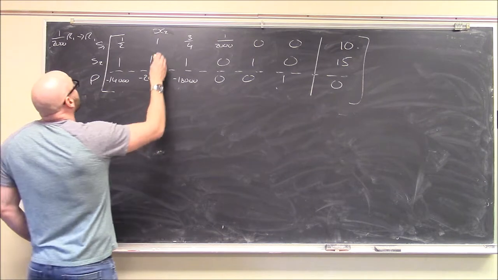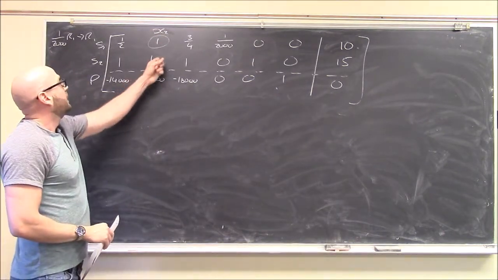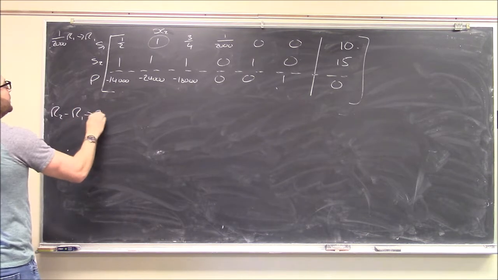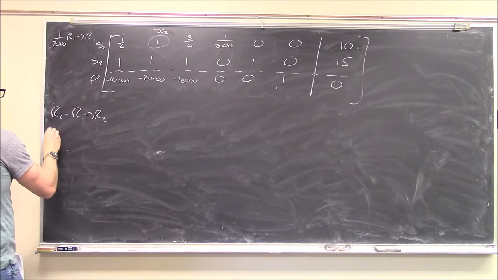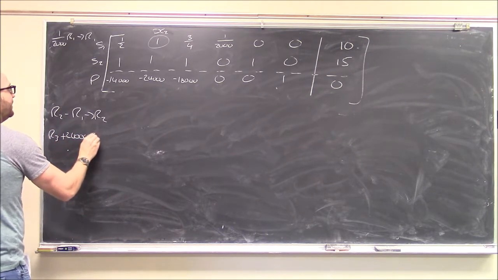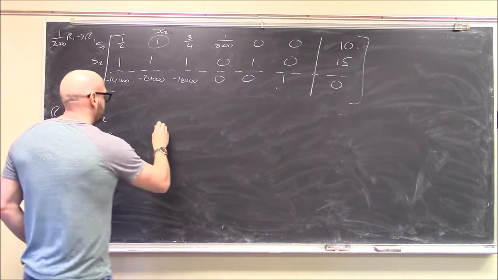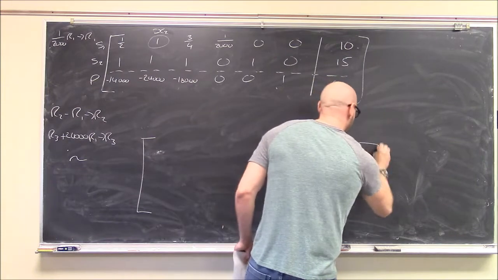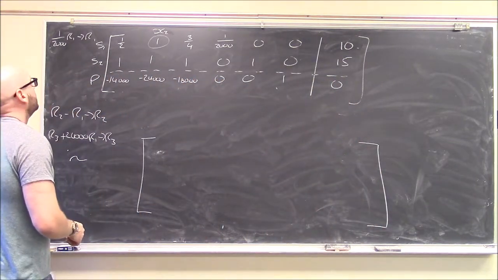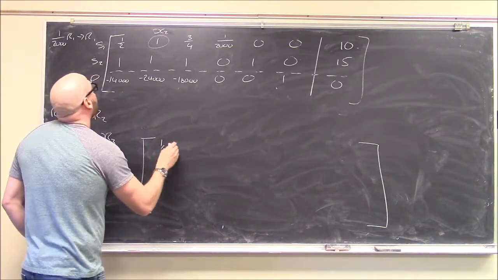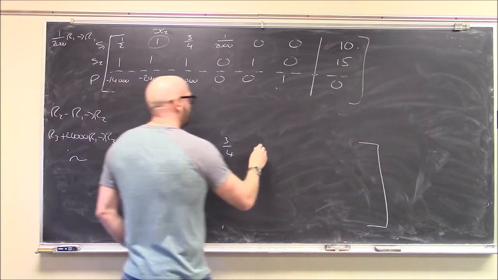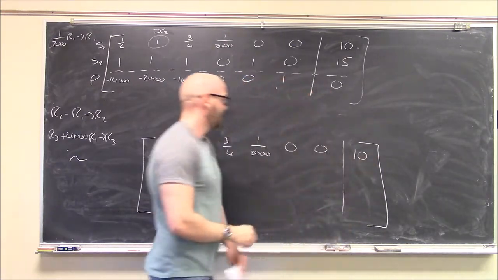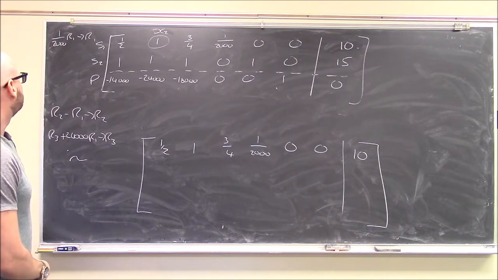But what I want to do, now I want to take my pivot and zero out everything below it, everything in the same column. So we're going to do row 2 minus row 1 becomes our new row 2, and row 3 plus 24,000 row 1 becomes our new row 3. I'm going to put this way down here so I have enough space in the future. Row 1, I'll just copy down again. It's 1/2, 1, 3/4, 1 over 2,000, 0, 0, and 10. Right, not 1, 10. And yeah, so now we're going to proceed.